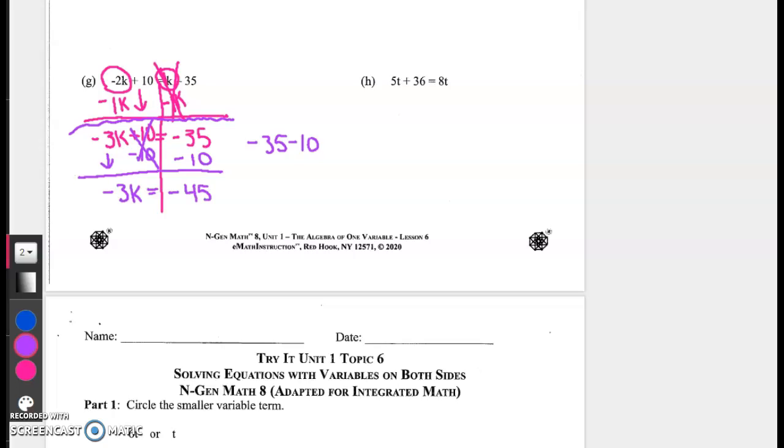Then I'm going to divide both sides because negative 3k means negative 3 times k, so the opposite is to divide. So I'm going to divide this side by the negative 3, what it's being multiplied by, and I'm going to go to the other side and do the same thing. This cancels. Anything divided by itself is 1. So I get k equals a positive 15.